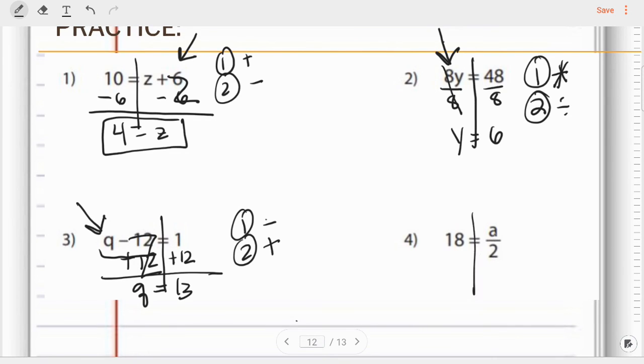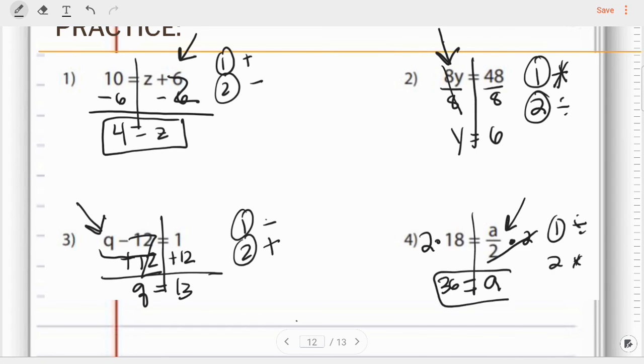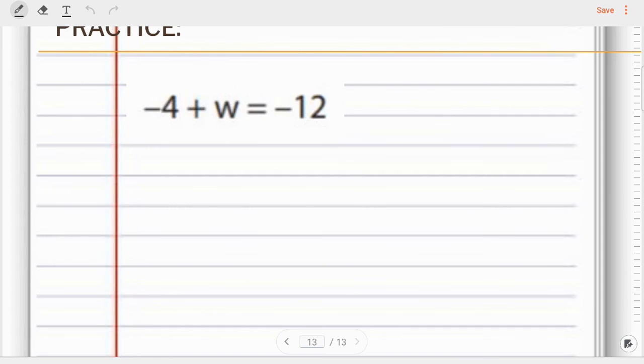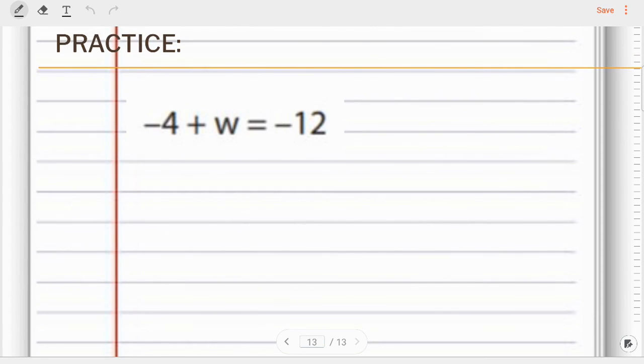Where's my variable? It's over here. What operation is going on? It's division this time. How am I going to undo it? Multiplication. I'm dividing by 2, so I'm going to multiply by 2. Multiplying and dividing cancels out. 2 times 18 is 36. I'd use my calculator for that one. A equals 36. Last but not least, and this was the tricky one, remember?